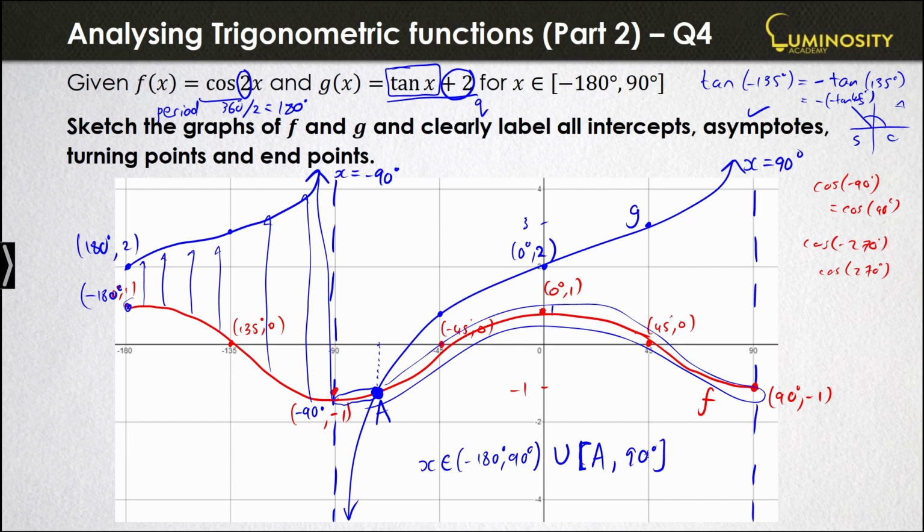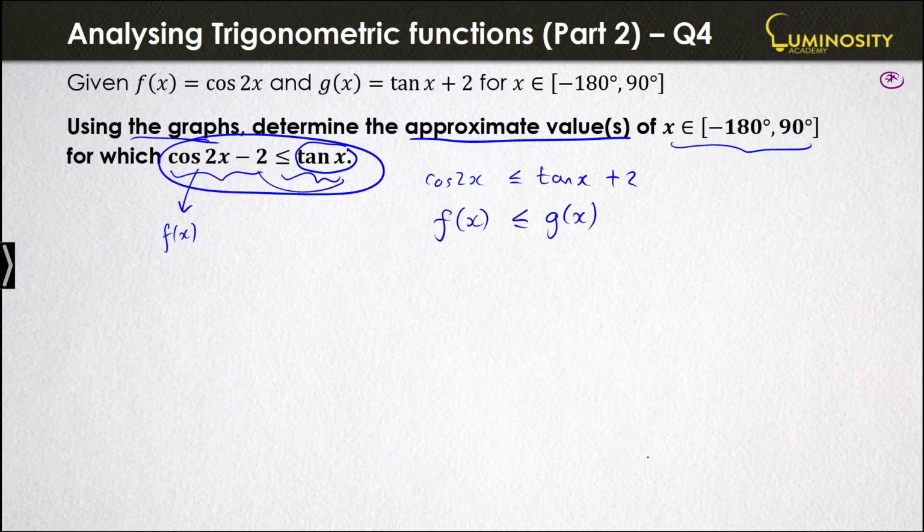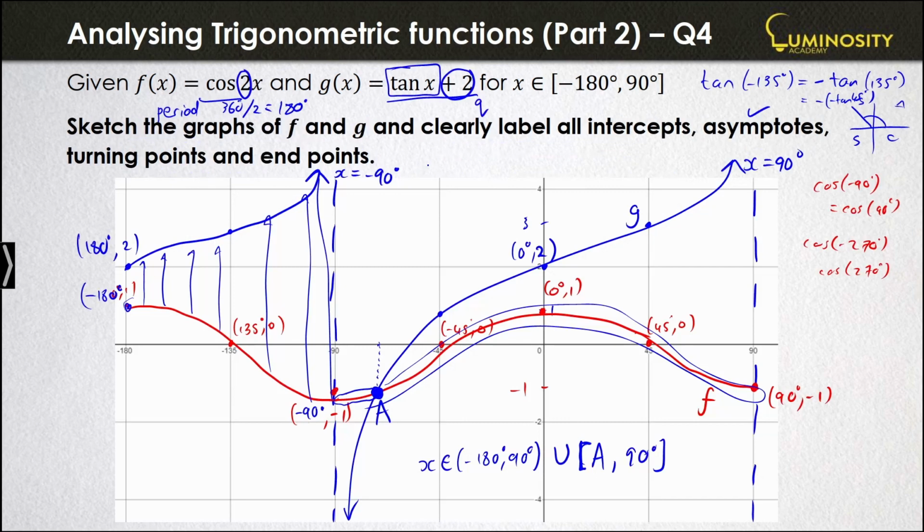But notice that they say use the graph, determine the approximate values. So why they say that is because you might not be able to solve this equation, this trigonometric equation, using the standard methods that we have developed. And that is actually the case. We can't without some form of numerical analysis. So what we need to do is approximate using the graph.